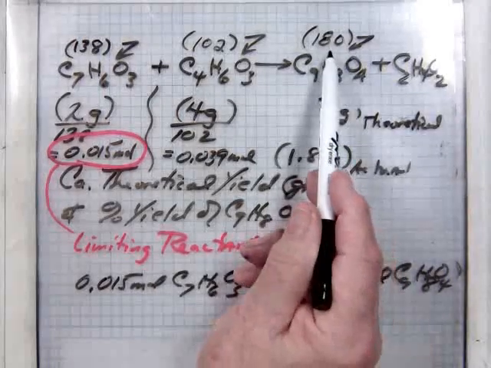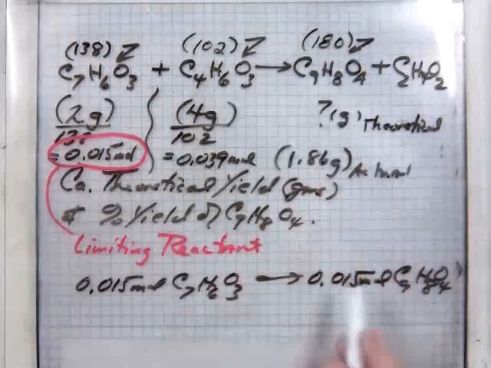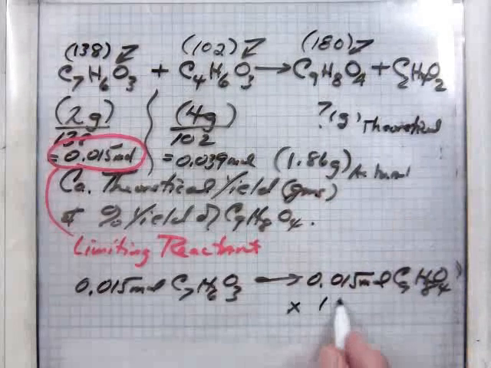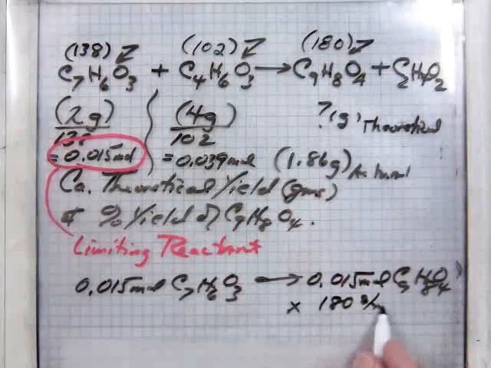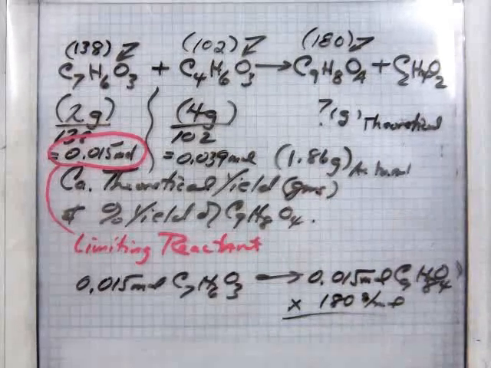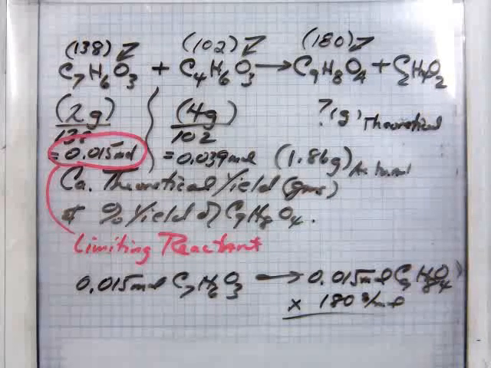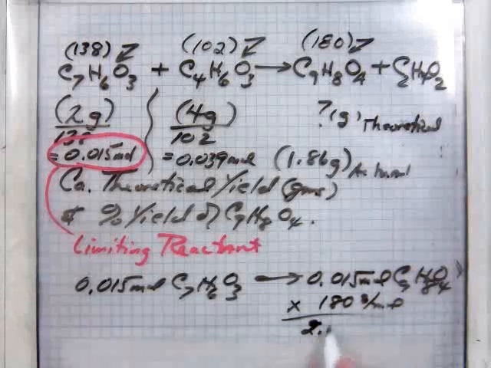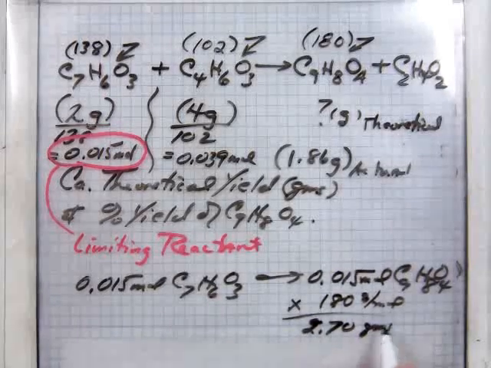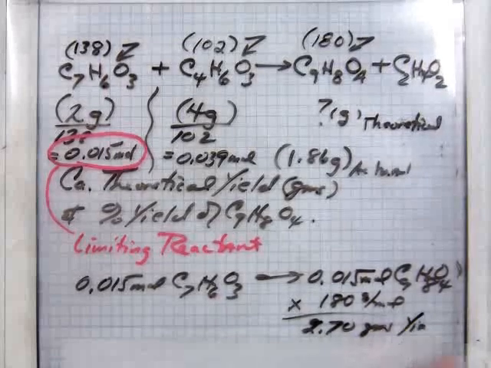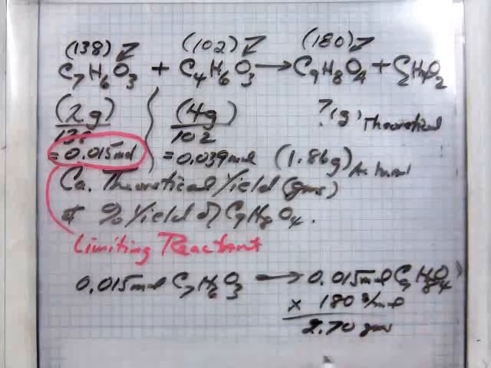Well, I give you the formula weight here, so what do you do? Multiply by 180 grams per mole. And we have 2.7 grams yield, theoretical yield, I should say.